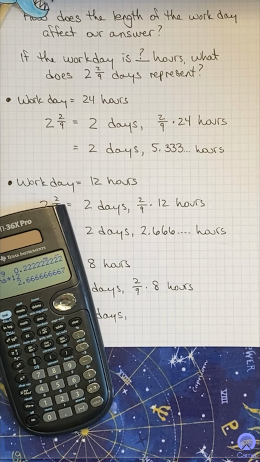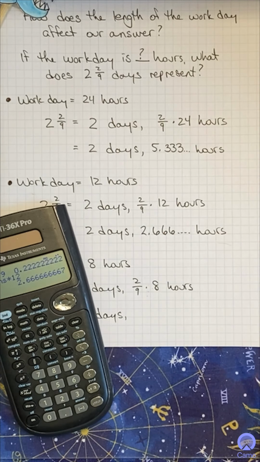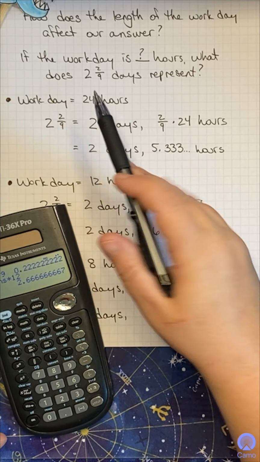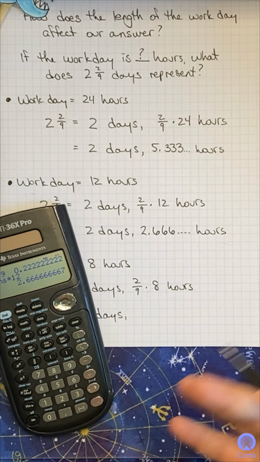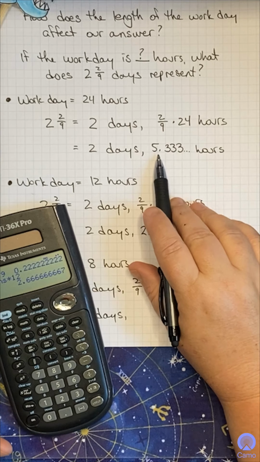Is it the full 24-hour day? Is it just the work day? You don't know. So if we assume it's the 24 hours, then 2/9 is a little bit less than a third, right? And actually, 2 times 4 is 8. It's not even a quarter. It's a little bit less than a quarter of a day.